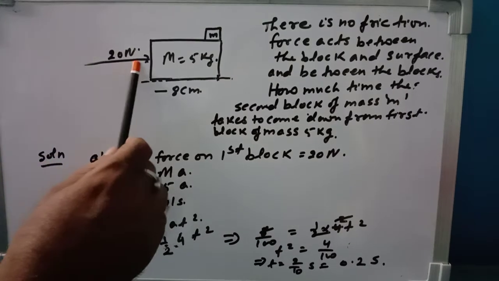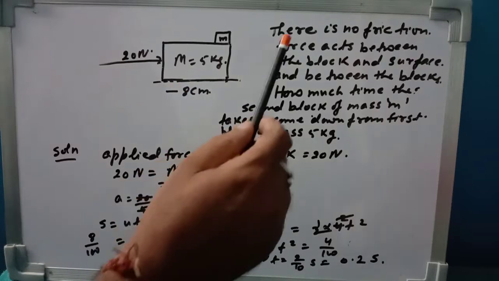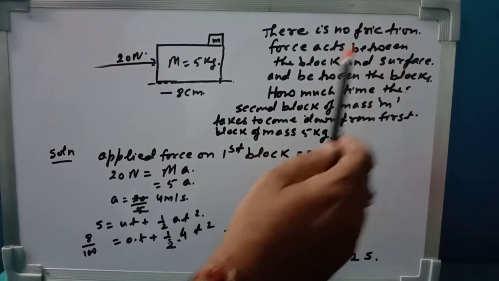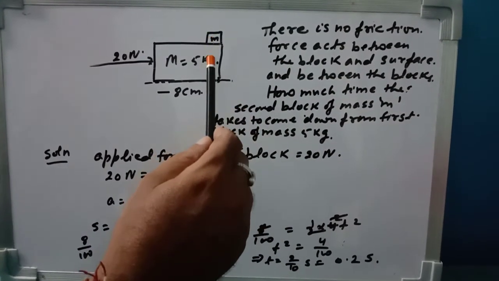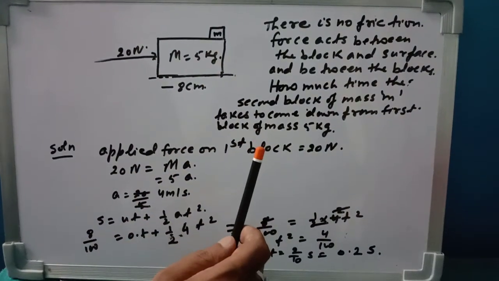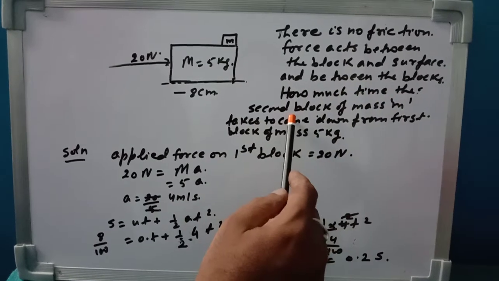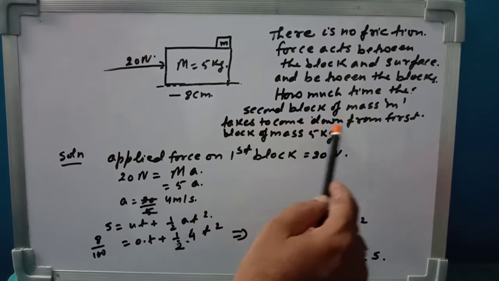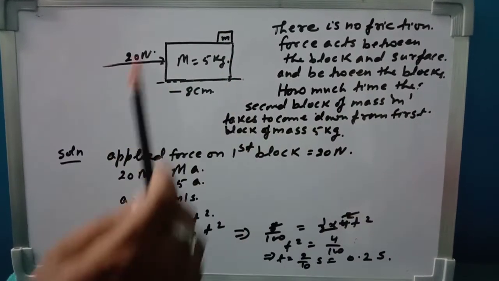A force of 20 Newton is applied on the first block. Now the question is, there is no friction force acting between the block and the surface and between the blocks. That means between these two blocks no frictional force is acting, and similarly between the surface no frictional force is acting. Now the question asks how much time the second block of mass small m takes to come down from the first block of mass 5 kg if the length of the block is 8 centimeter.